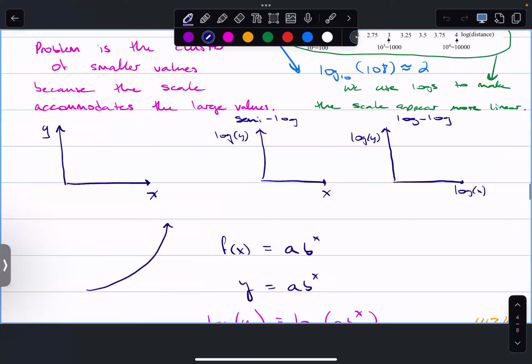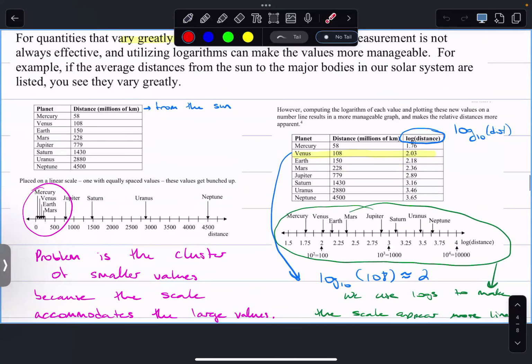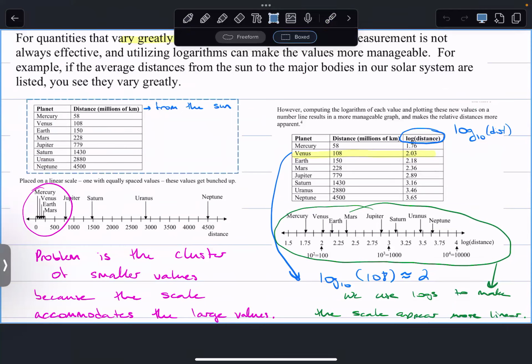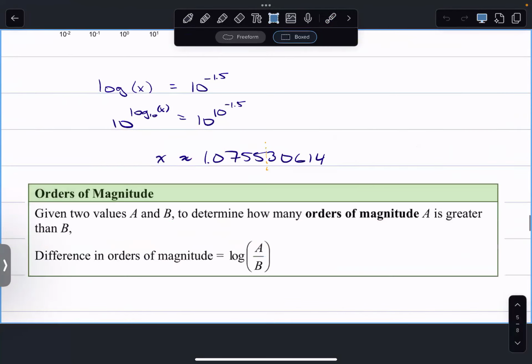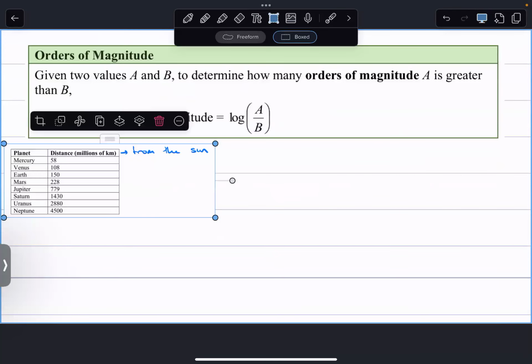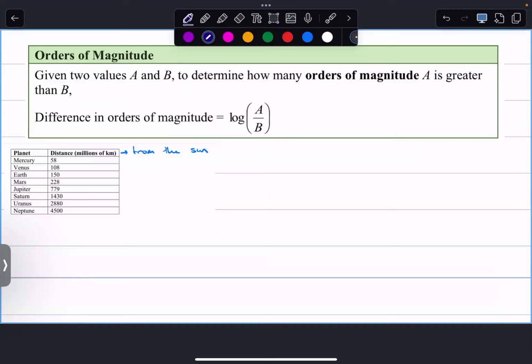You know what? We can do better. Let's compare the orders of magnitude of, let's say, Saturn to Neptune in terms of distance from the sun. Gonna copy this, paste. Which one did I say? So let's do Saturn and Neptune. Why not?